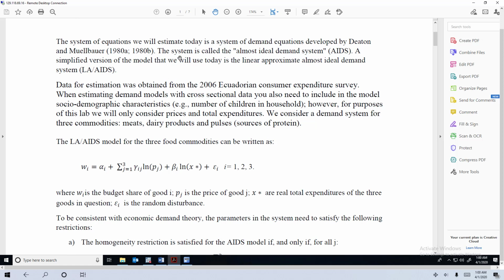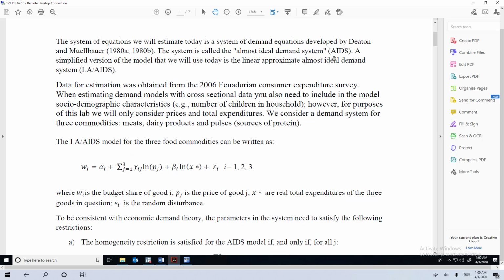In the example, basically what we're going to be doing is estimating a system of demand equations. It's called the AIDS model, almost ideal demand system. It was developed by Deaton and Muellbauer. There is a simplified version of the model that we're going to be using today, which is called the linear approximate almost ideal demand system. The original AIDS model is a nonlinear model, but we haven't talked about nonlinear models. But the linearized version is very popular. And if you are taking a demand analysis class, you can talk more in detail about that.